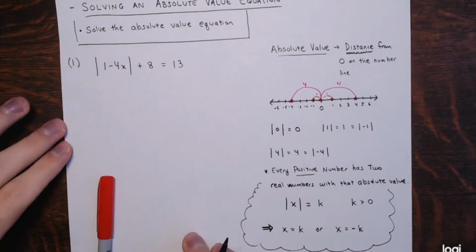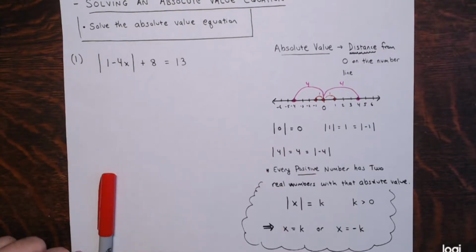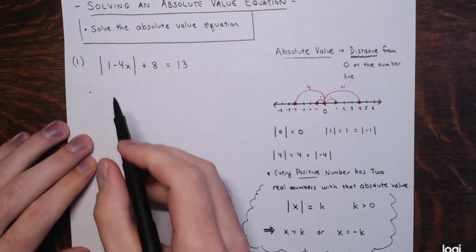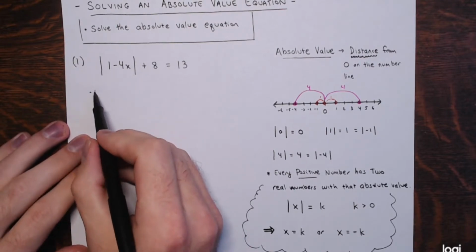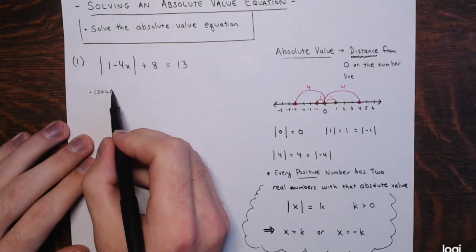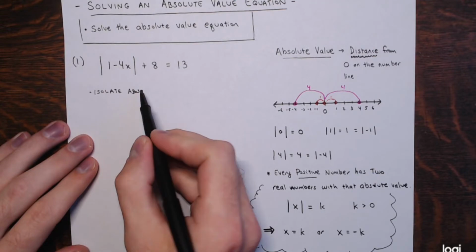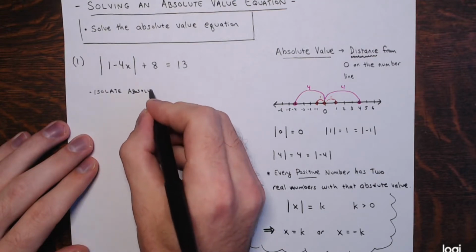All right. So that gives me an idea as to how we're going to solve these absolute value equations. So the first step is to isolate the absolute value, that variable expression with the absolute value around it.